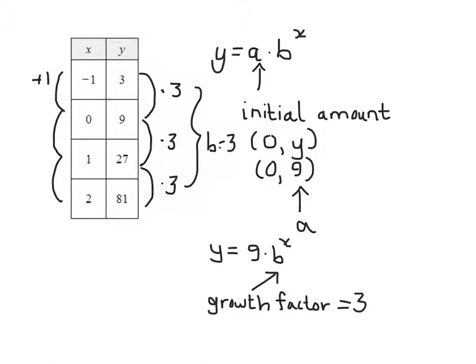So in this particular exercise, our exponential function that represents this data would be y equals a, which we now know is 9, the initial amount, times b, which we now know is 3 because it's multiplying by 3 for every increase of 1 in x, to the x power.